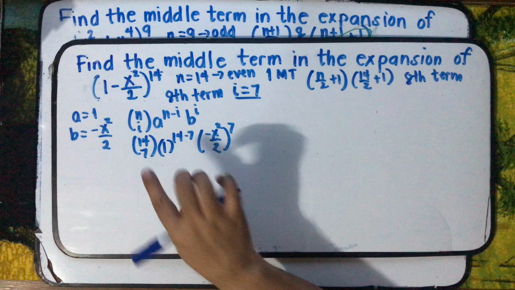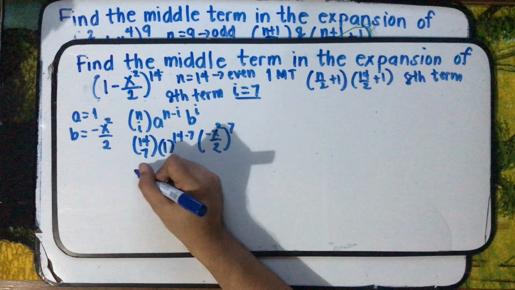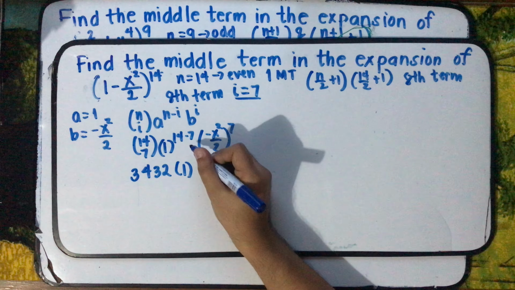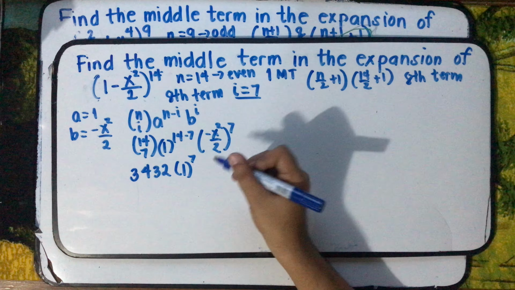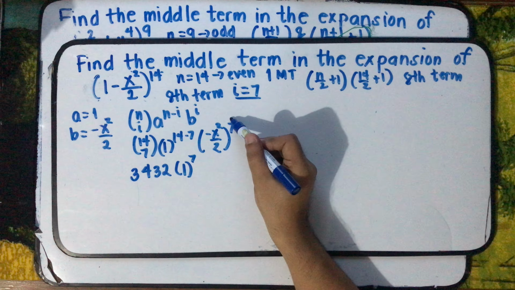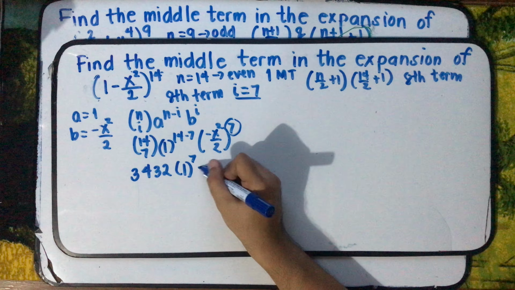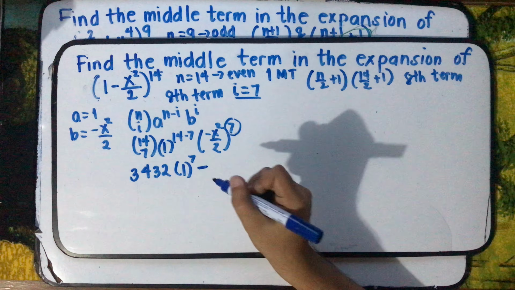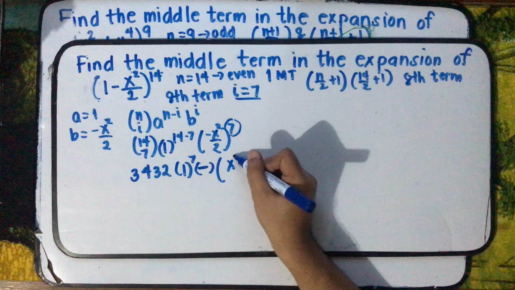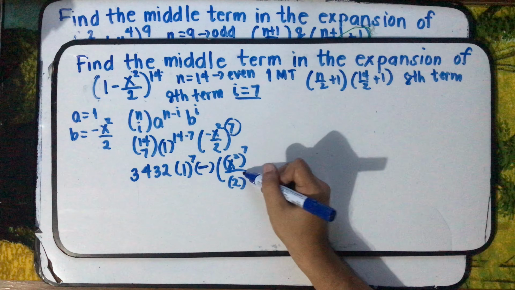So what is 14 combination 7? For 14 combination 7, that will give us an answer of 3,432. Then multiply that by 1 raised to 14 minus 7, which is just 7, and this becomes negative x squared over 2. Since 7 is an odd number, the result stays negative. Let's bring out the negative sign, and it now becomes times negative x squared raised to 7 over 2 raised to 7.